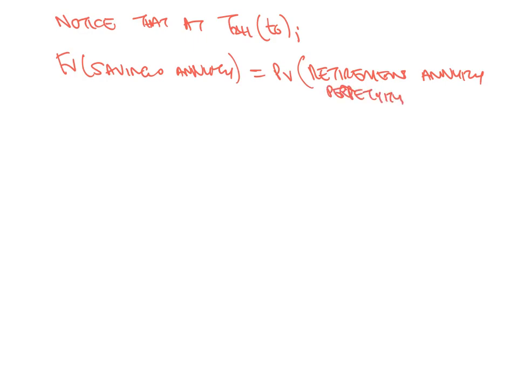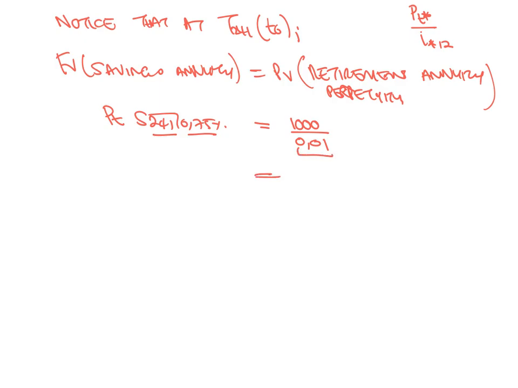of his savings annuity coincides with the present value of his retirement annuity in perpetuity. Now we've already formulated these on the previous page. His savings annuity is PTS241 at 0.75%. These deposits are monthly, so I need the monthly interest rate, and that's equal to the present value of his retirement annuity in perpetuity. Remember, that is just the value of the payments divided by the interest rate. The value of the withdrawals was 1,000 divided by the interest rate, which was 1%. That's all that needs to happen in this question. And 1,000 divided by 0.01 is 100,000.